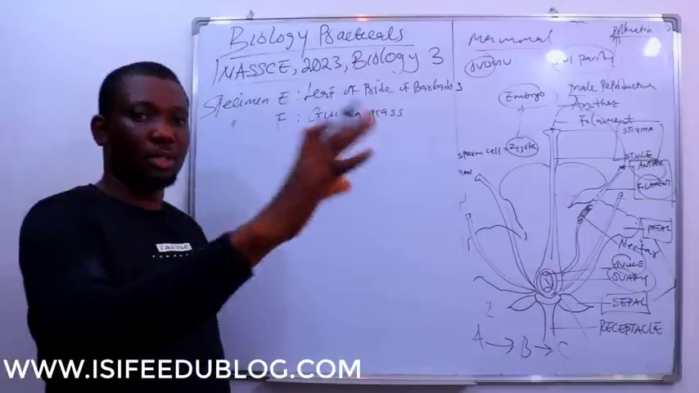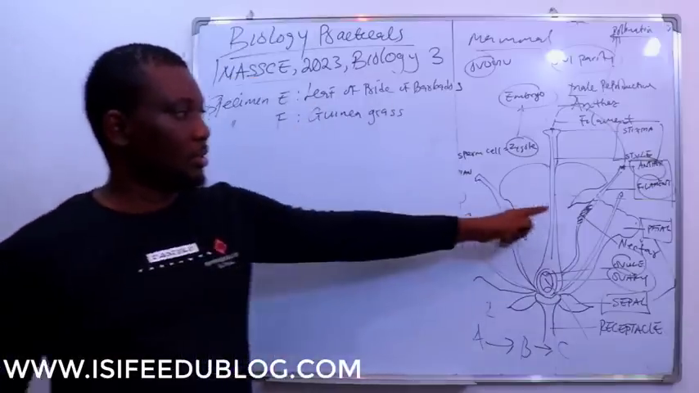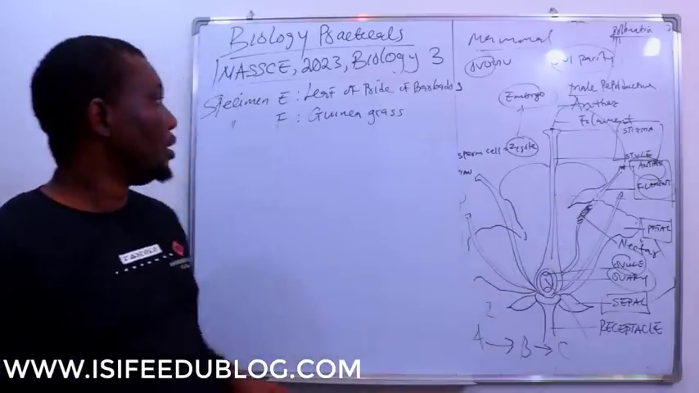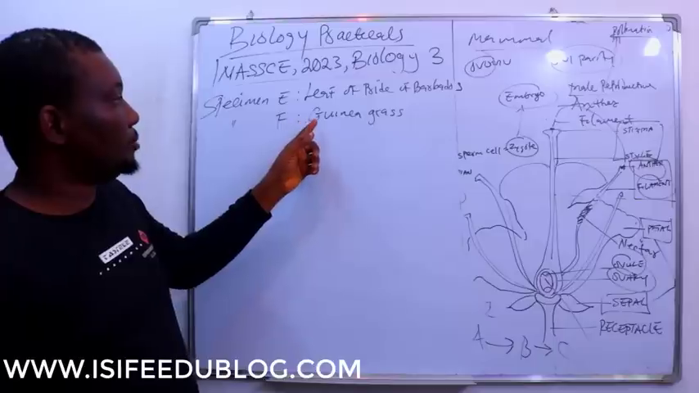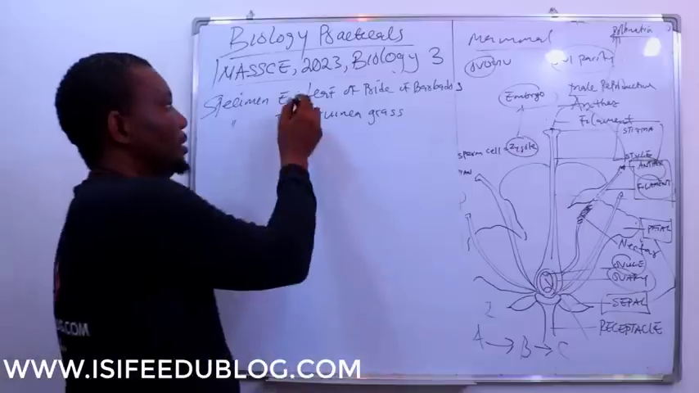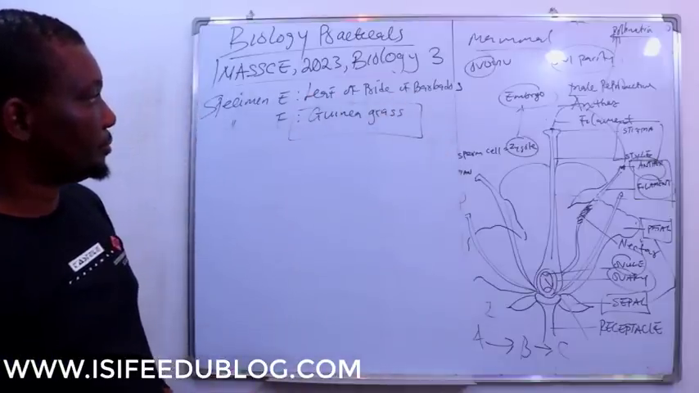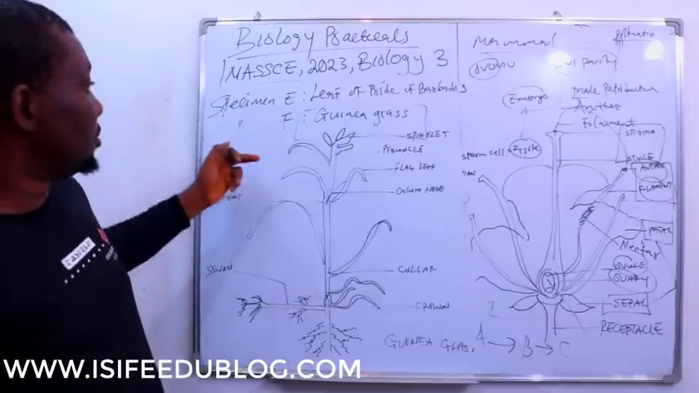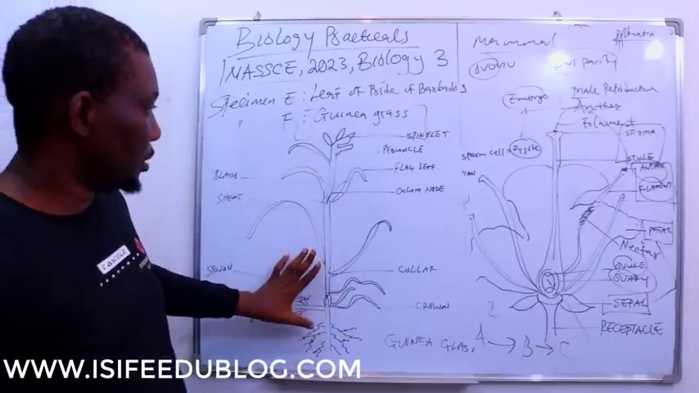You see how it is positioned. You now see a strategic point on the tree. You now start seeing the flower attached through the receptacle. Then looking at specimen F, which is guinea grass, very important. So we have the guinea grass diagram here on the board.